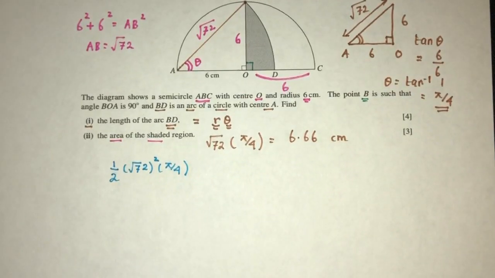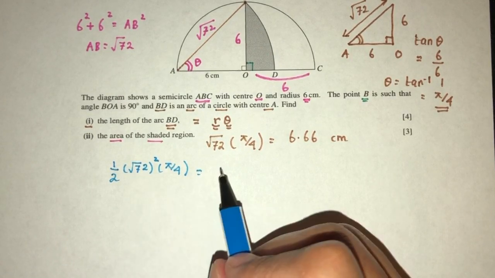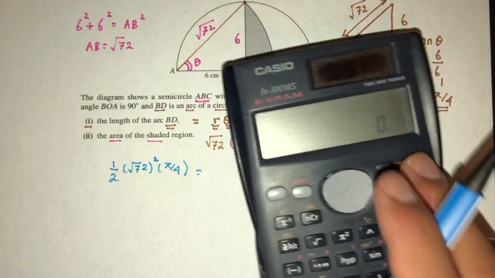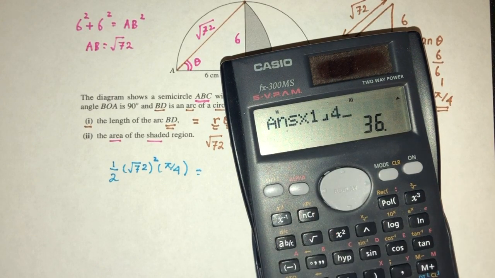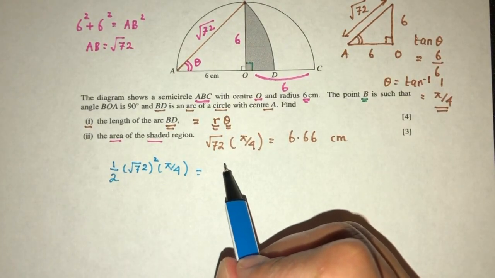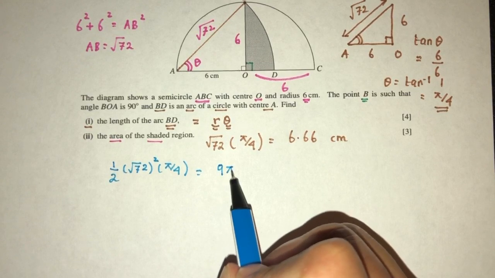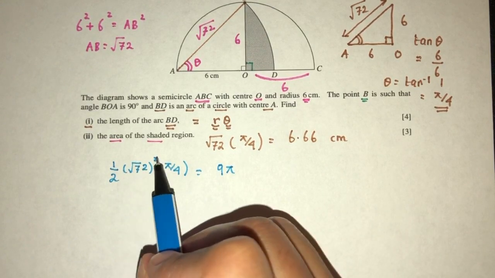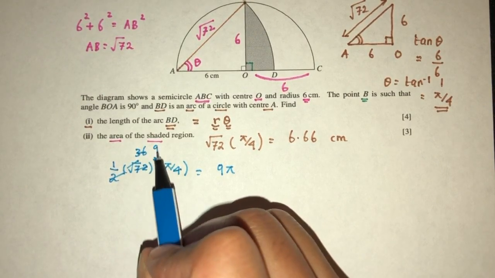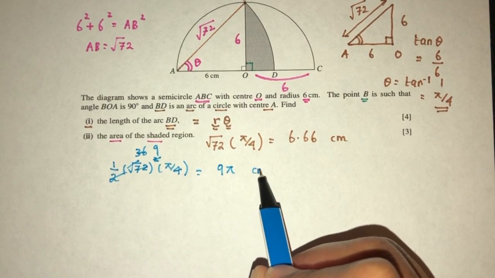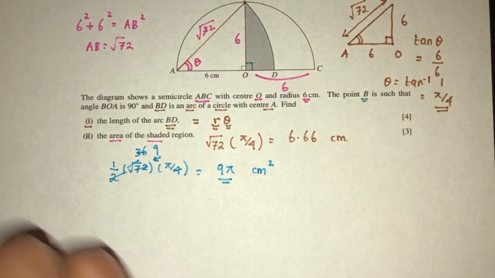Okay, now this is equal to what? So that will be half times 72 times pi over 4. That should be 36 times pi over 4. That should be 9, so that should be 9 pi. That makes sense because here this will cancel out, cancel out. This will be 36, and this will become 9. So 9 pi centimeters squared for the area of the whole thing.